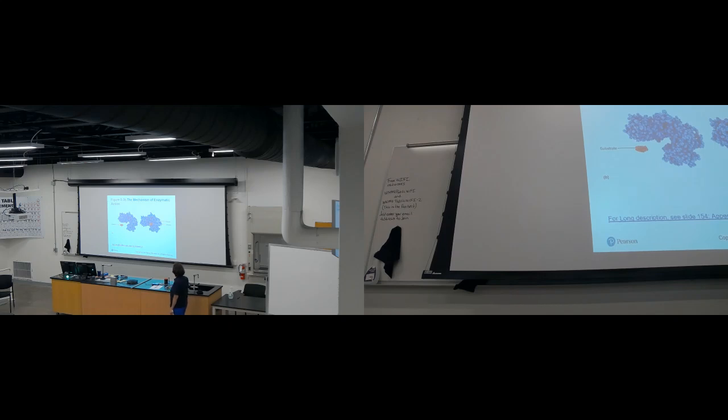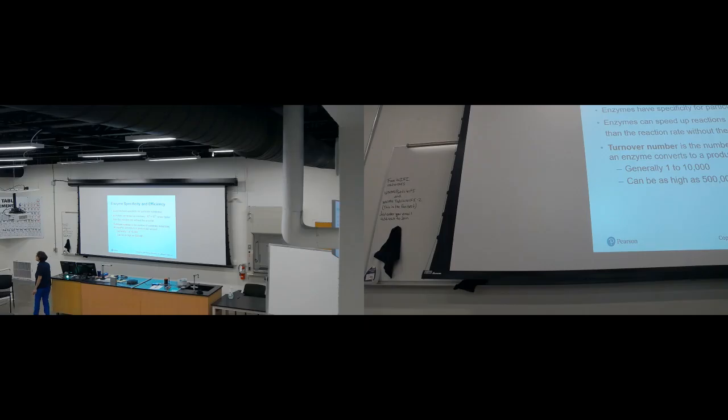Here is another way to look at it. Some of them will have these tiny gaps, and when the substrate enters, it makes the enzyme change a little bit so that it can perform its work to speed up this chemical reaction. So then, enzymes are specific. It's like if you're trying to open a door and you have the wrong key, it won't open. That's the specificity.